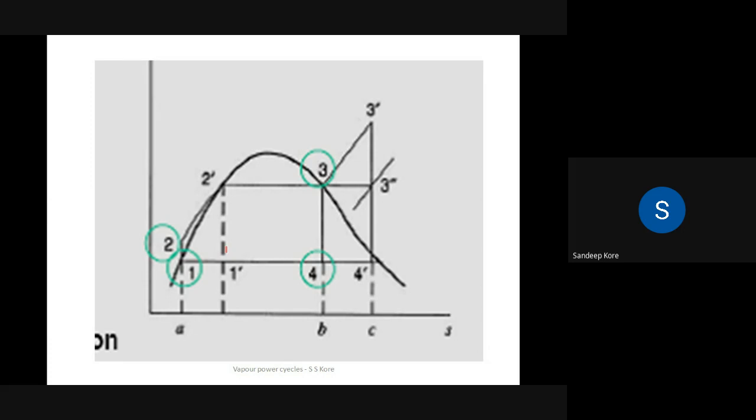Because in these devices, if you apply the steady flow energy equation, it is only the change of enthalpy across every process.